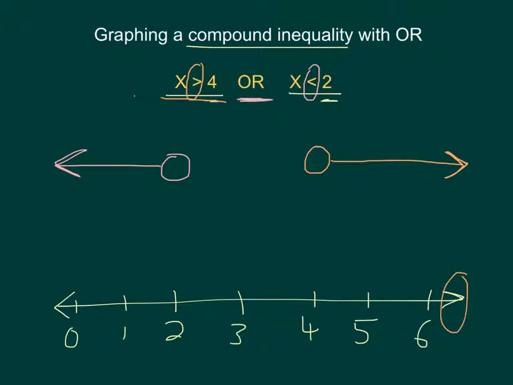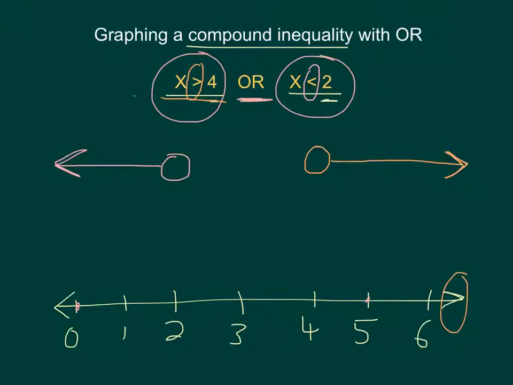OR means that it can be true for either one of these. When we had the word AND, it had to be true for both of them. But this just has to be true for either one of them. So if I plug in 0, it's not greater than 4, but it is less than 2. So that would be true. If I plug in 5, that's greater than 4, so it's going to be true.